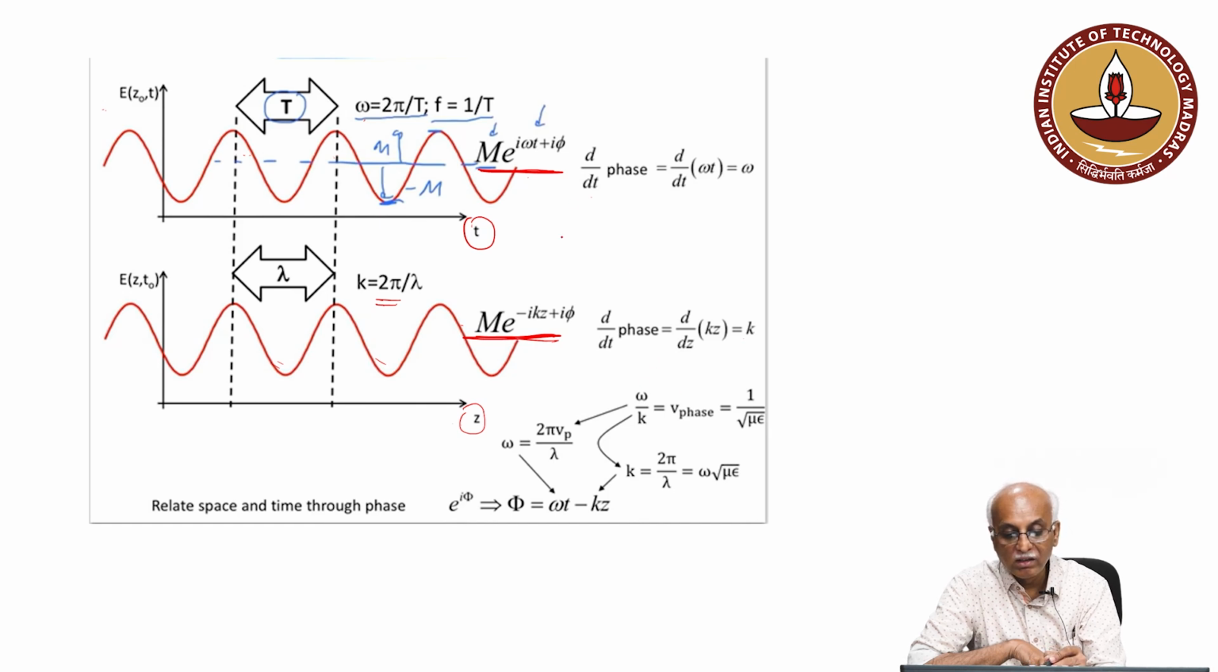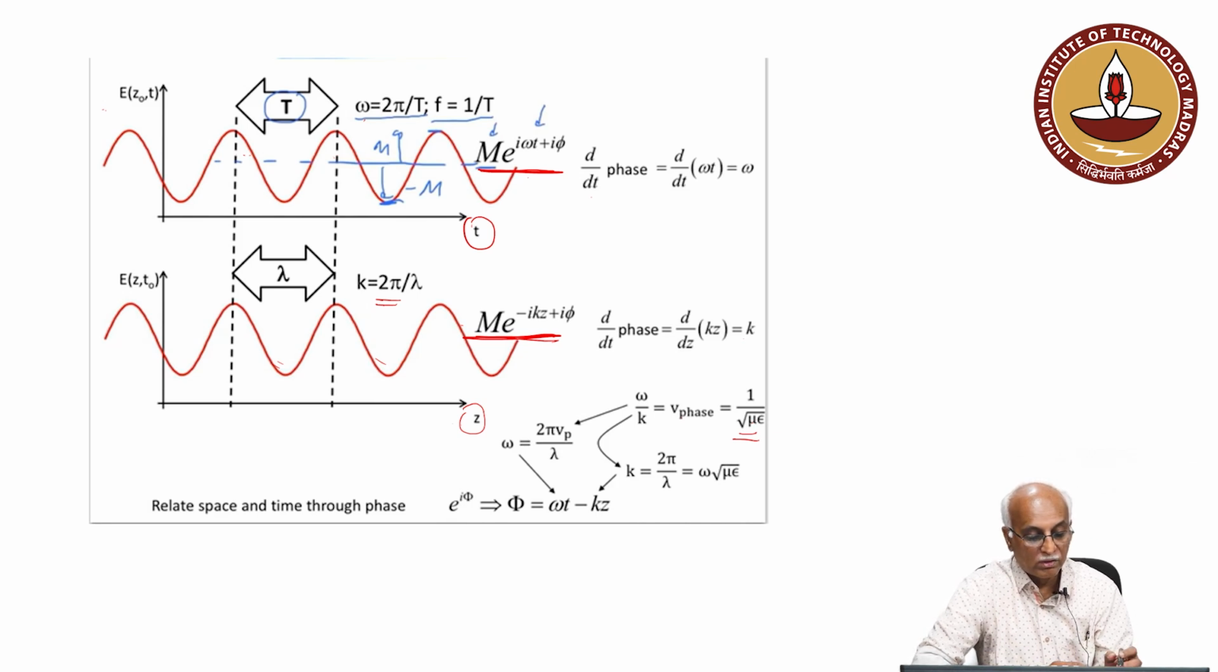If we see these two equations, this v phase is associated with 1 upon square root of mu into epsilon, which is nothing but the speed of the electromagnetic wave, either in free space or in a dielectric medium. Accordingly, the values of mu and epsilon will change. So the spatial and temporal relationship is important.